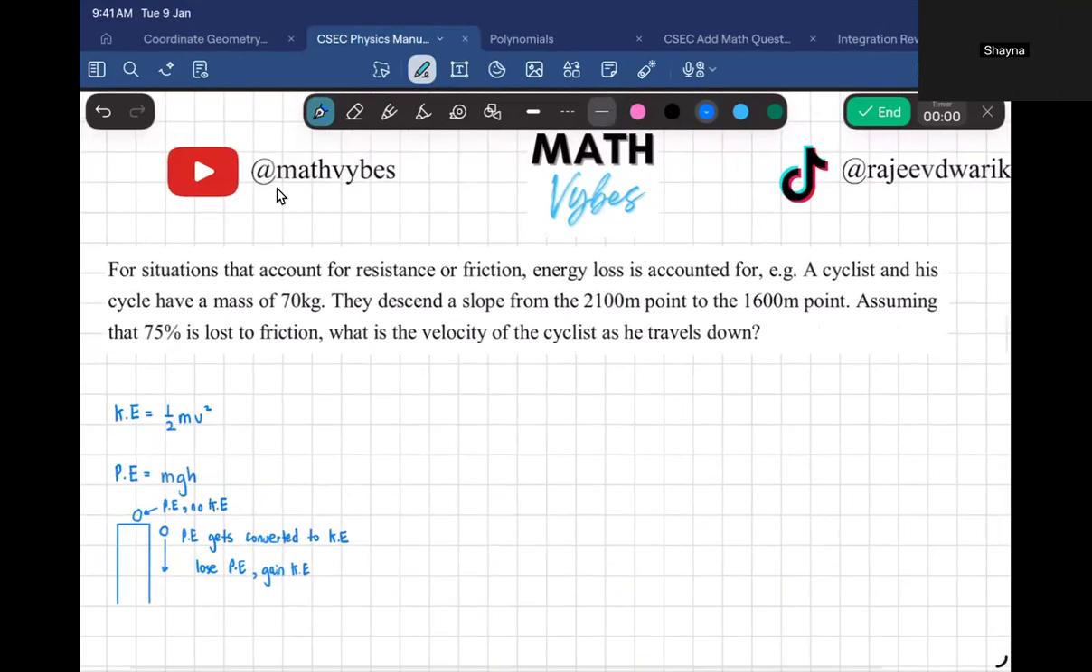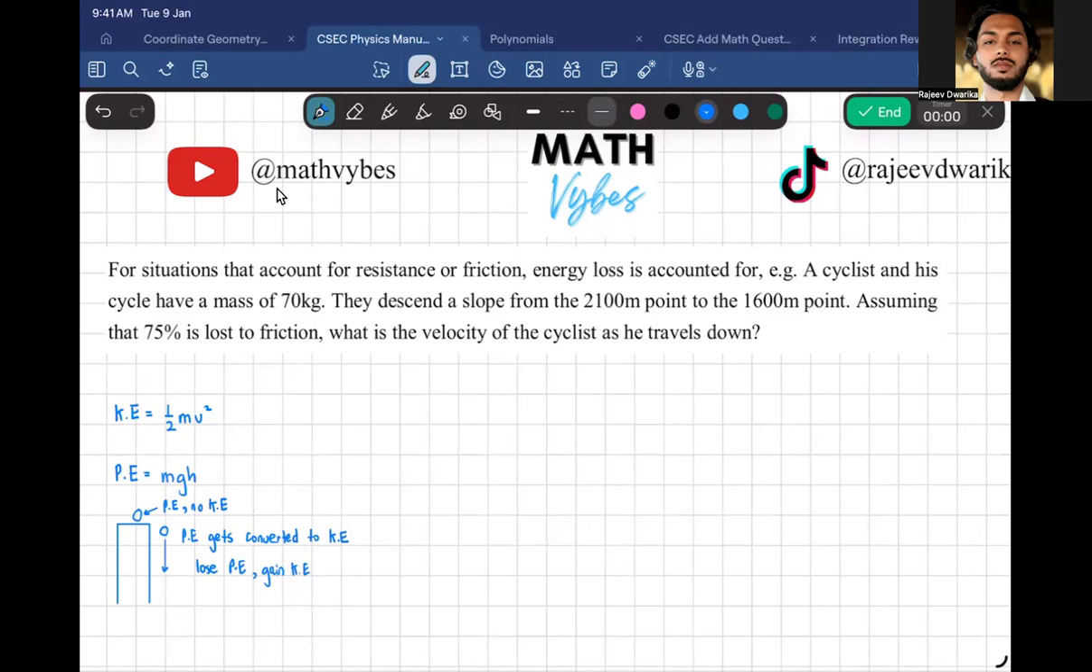Shina, I want you to read this question and tell me what's happening here. Will there be any energy changes? For situations that account for resistance and friction, energy loss is accounted for. Example: a cyclist and cycle have a mass of 70 kg. They descend a slope from the 2,100 meter point to the 1,600 meter point, assuming that 75% is lost to friction, find the velocity of the cyclist. Oh, okay.